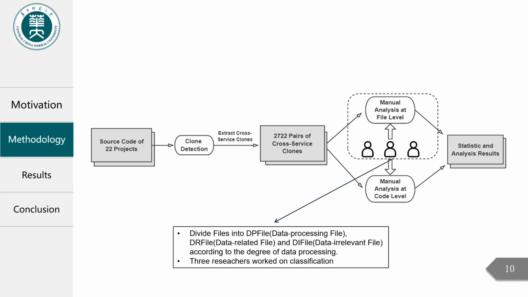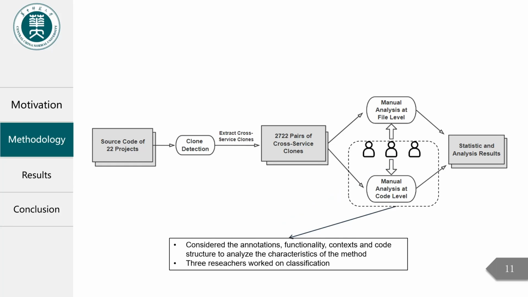Thirdly, we manually analyzed these code clones at the file level. Three researchers manually classified files containing cross-service clones into DP files, DR files, and DI files according to the different degrees of data processing. Finally, we perform a code-level analysis of these cross-service clones. Here we focused on the methods in clone pairs. Three researchers manually analyzed the characteristics of these methods, considering the annotations, functionality, context, and the code structure.